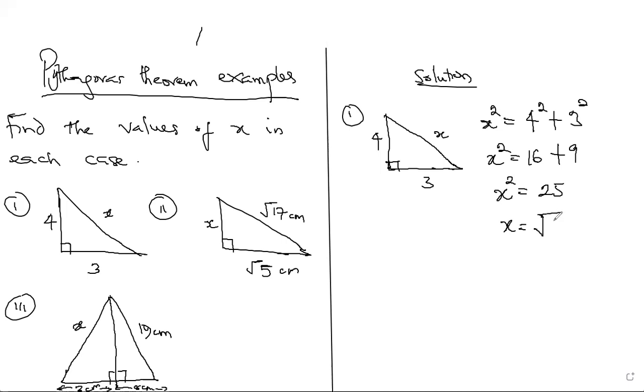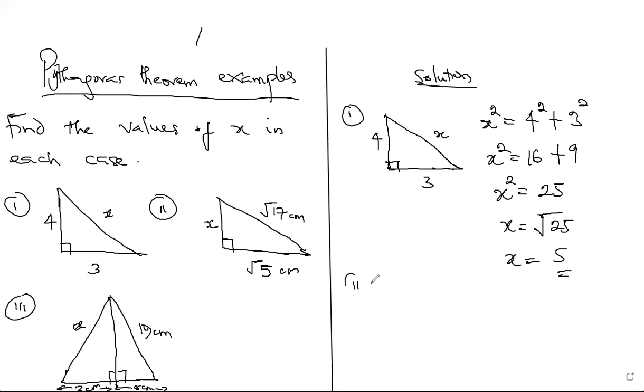square root of 25. Ordinarily it should be plus or minus square root of 25, but we're interested only in the positive value because the side cannot be negative. So that's why I didn't bother to include the plus or minus. So x will be 5. So that's the solution to the first part.